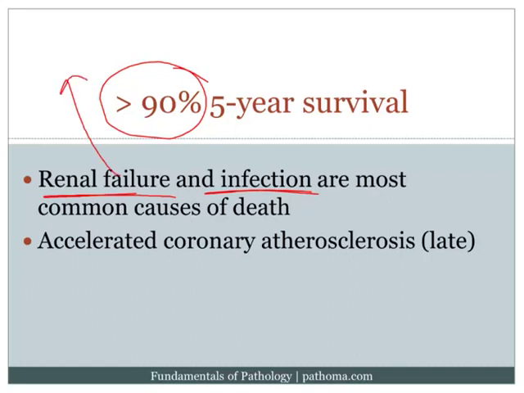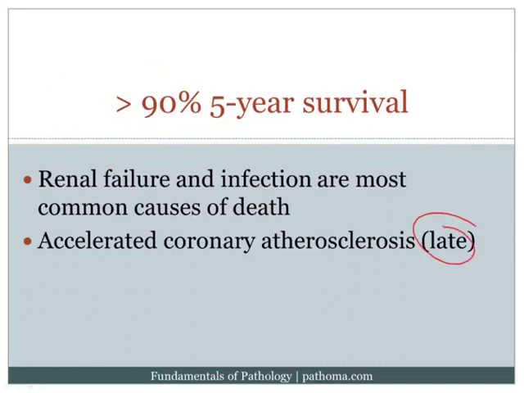Again, I'll remind you of two high-yield points here. Patients who have nephritic syndrome will have a diffuse proliferative glomerulonephritis. Patients who have nephrotic syndrome will have membranous nephropathy. That often shows up on exams. And then the final point is that if patients do survive late, then one of the common causes of death, or increasingly common causes of death, is accelerated coronary atherosclerosis. So these patients tend to have a coronary atherosclerosis that is accelerated for their age, which can also result in death, especially if they manage to avoid renal failure and infection as causes of death.